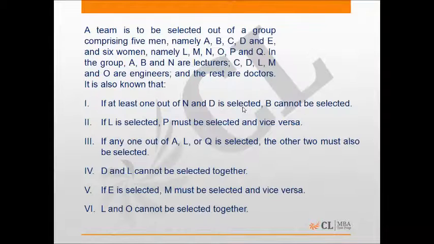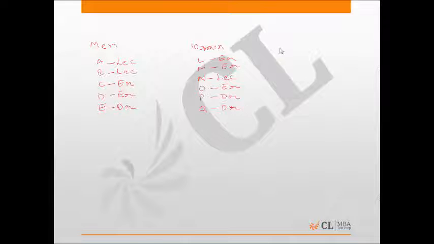Now what are the conditions? We will write these conditions in symbolic form. If at least one out of N and D is selected, then B cannot be selected. So according to condition 1, if at least one out of N and D is selected, B cannot be selected. So B cannot be in the group if either N or D is there. So I'll put a negation sign with N and B and D and B. So B cannot come with N, B cannot come with D.